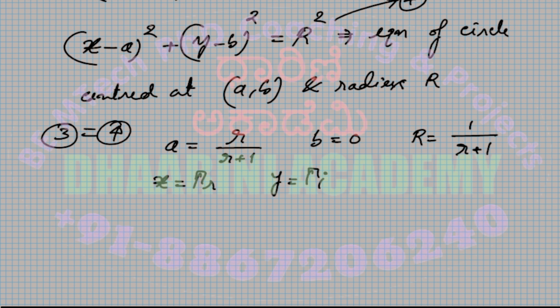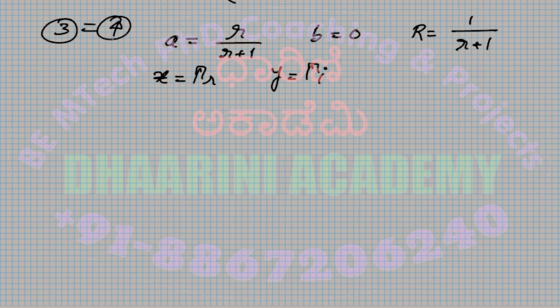Okay, now let's try to calculate the radius of various types of circles. Now tell me, what happens if the resistance is 0? When resistance is 0, what should be the radius of the circle?